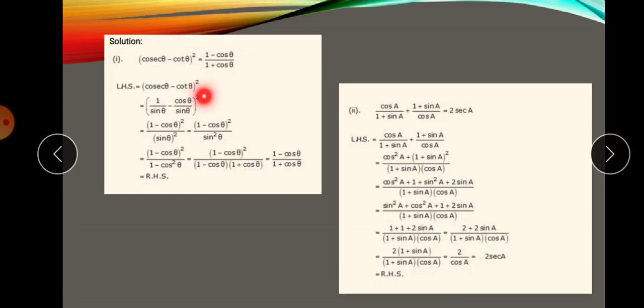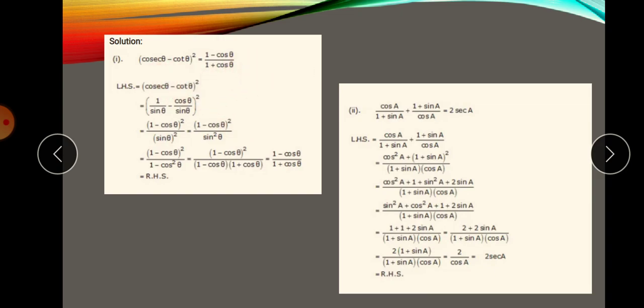And again cot means cos by sine. What is the LCM? Sine is the LCM. Then 1 minus cos, and the square is common, so separate it: numerator square, denominator square. Then 1 minus cos we can write in a minus b whole square form, or sine square we can write as 1 minus cos square theta. That is a minus b, a plus b, so a minus b cancels. So 1 minus cos theta by 1 plus cos theta. You got the RHS. We can take the RHS also and prove the LHS here.